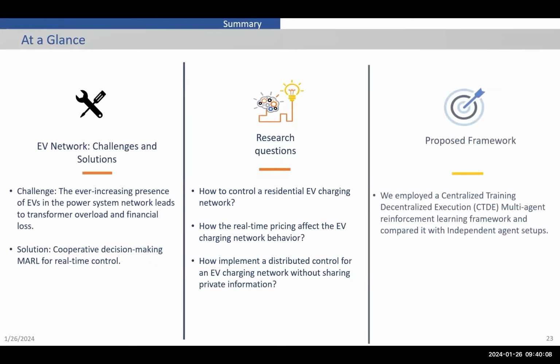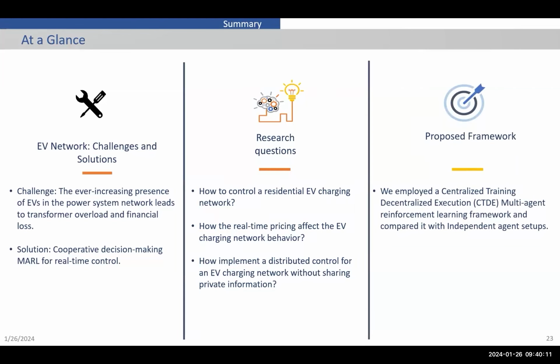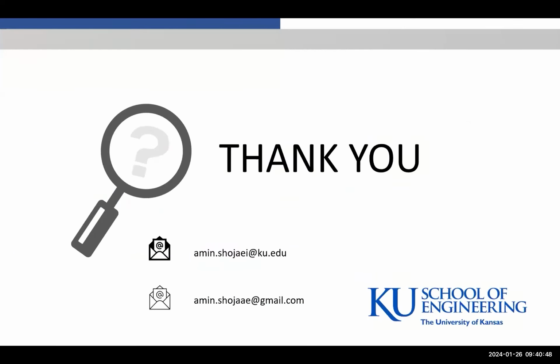So let's have a look at what we had so far. I have talked about the challenges and the solution for the EV network. The challenge was the increasing number of EVs in the power system network, which led to transformer overload, and we tried to combat this challenge. There are some research questions that we tried to address, like how to control the residential EV charging network. And the solution that we provided was cooperative multi-agent reinforcement learning for this framework. That's all I have right now. Thank you all.